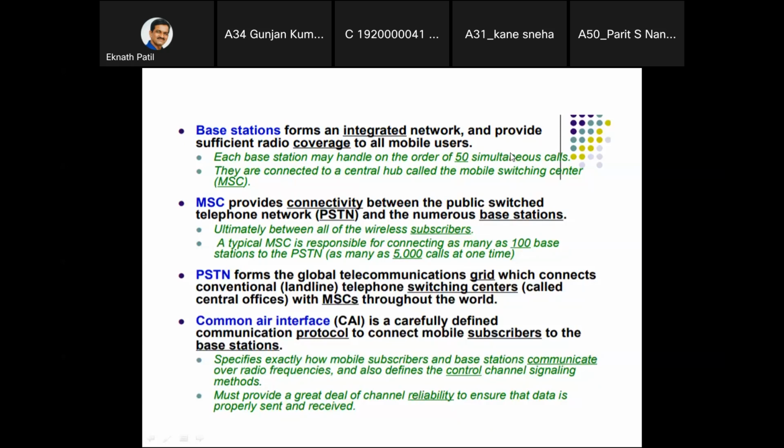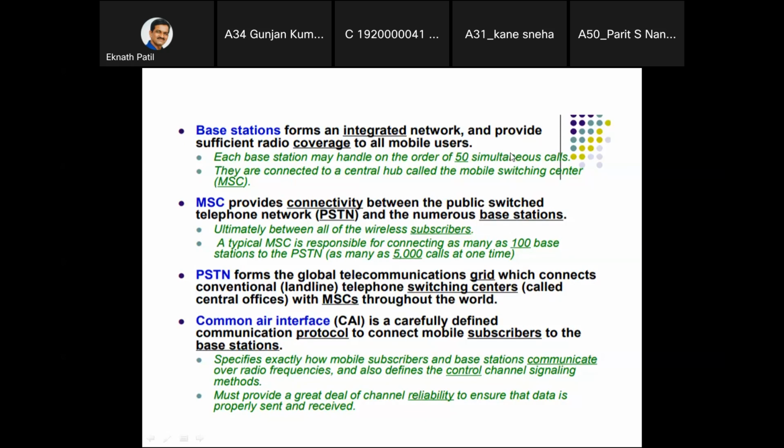PSTN forms the global telecommunication grid which connects the conventional, that is landline, telephone switching centers, called the central office, with the MSC, that is the mobile switching center, throughout the world. So this is the process of the PSTN. PSTN forms a global telecommunication grid. It is the wire grid only which is going to transmit and receive signals.